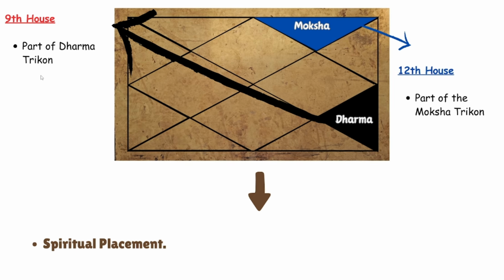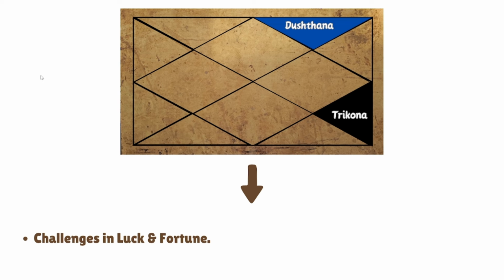Now, the ninth lord is part of the Dharma Trikon, and the 12th house is part of the Moksha Trikon. So this is a very spiritual kind of placement, and to go on a spiritual path, this is a very nice placement. Now, the ninth lord is part of the Trikona, the most auspicious of all the houses, and the 12th house is part of the Dusthana houses.